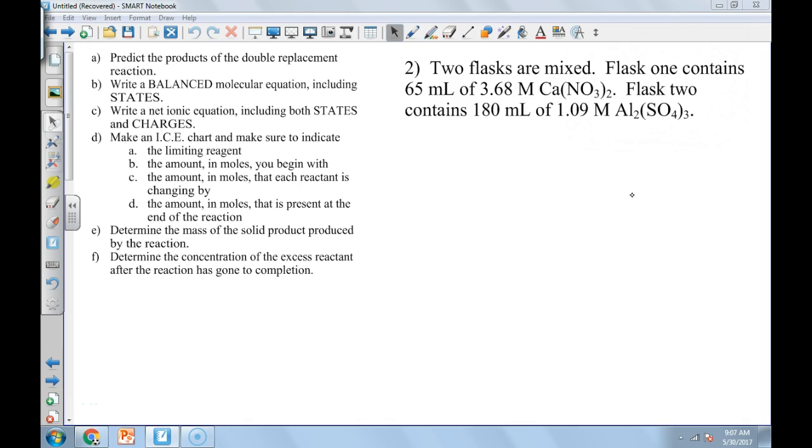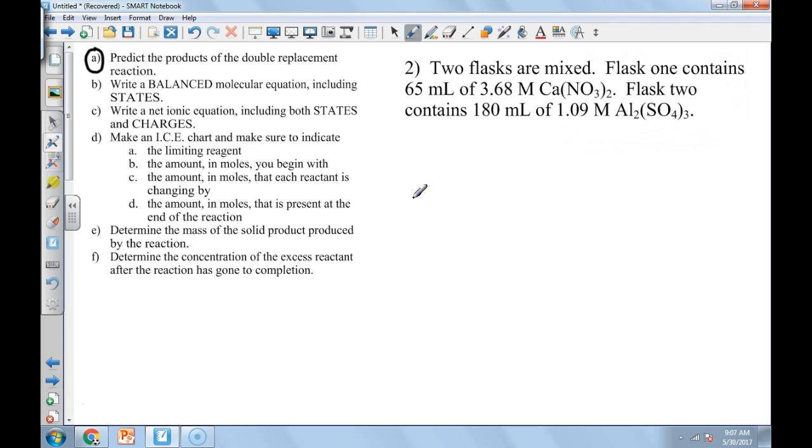Let's spend this video going over another solution stoichiometry problem from soup to nuts, so from the beginning to the end. Okay, so this is everything that you would probably ever have to do in terms of stoichiometry. That's why these problems are really good. So let's start by predicting the products of this reaction.